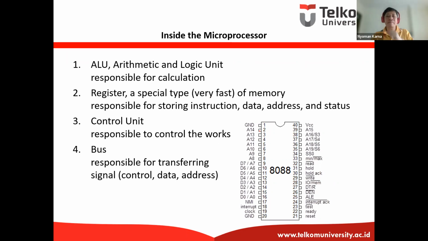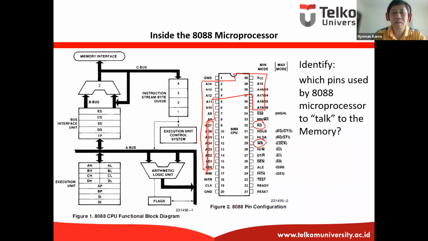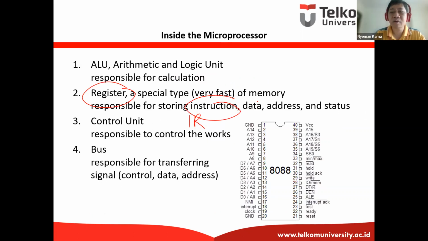Okay. Now, we'll discuss what is inside the microprocessor: ALU, register, control unit, bus, but now we're going to discuss more about the register. Because previously we only treated the register as a data register, although actually it can store instructions using the instruction register. This is the instruction register. And it can also store data, address, and status, or what we call flags.